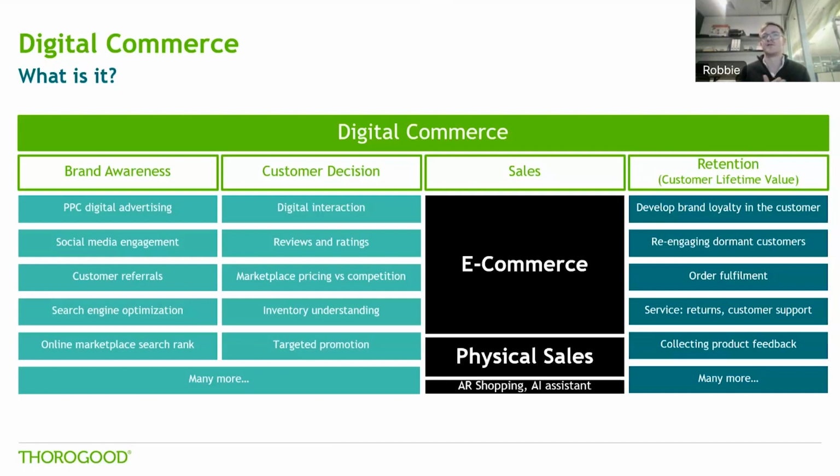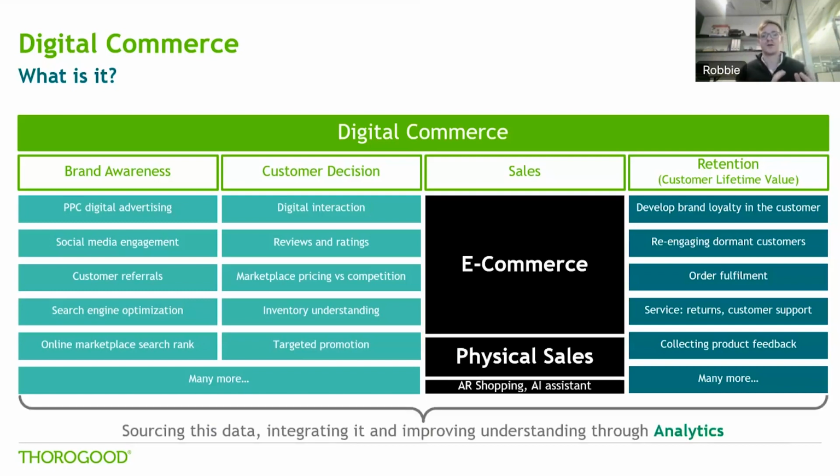But even whenever you're fulfilling an order, you want to make sure that you're providing good service, returns, and customer support, collecting product feedback, and even feeding that into R&D teams to improve your product as well. And there are many more things across all of these different buckets that you can work on and that can be considered under the realm of digital commerce.